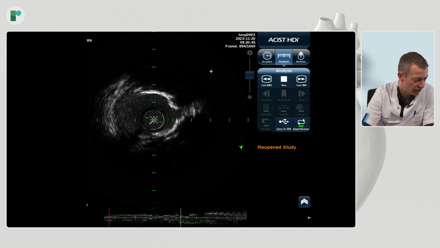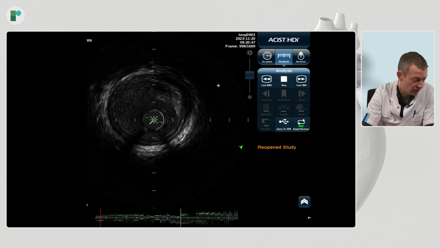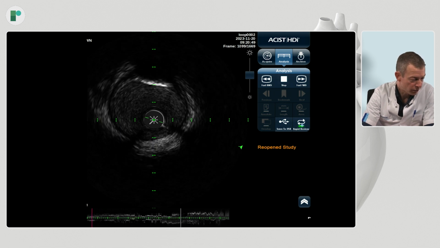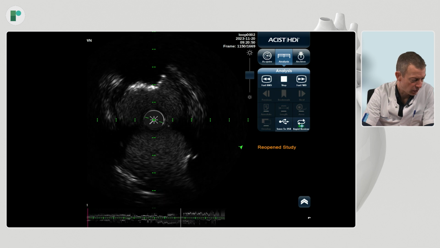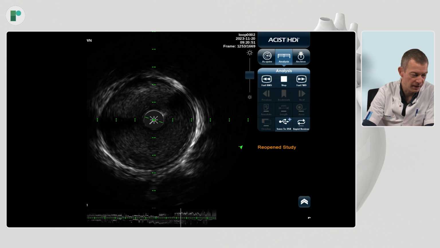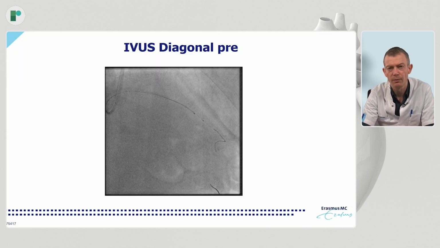So nothing new to be expected here, because this is something we already looked into just a second ago when looking at the LAD. So what we learned is that the ostium of the diagonal is free of disease, and there is significant calcium in the LAD that may need some more lesion preparation. If you go back to the presentation, you see what we did.